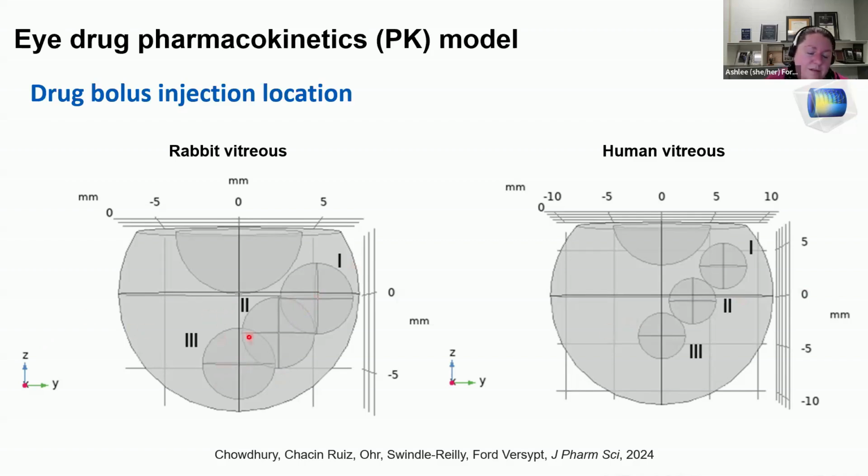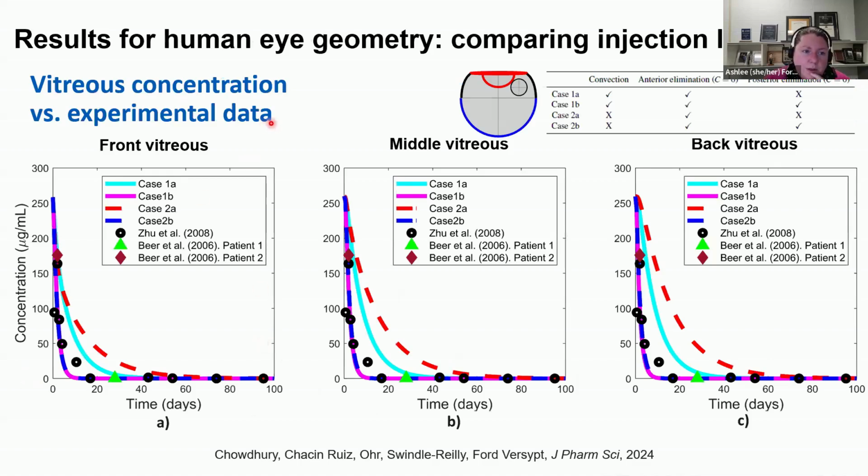So it looks like the injection occupies a bigger fraction of the rabbit vitreous. I'm only showing the human results here, but we did those simulations where we always had anterior elimination. We considered yes or no for the posterior elimination, so elimination at the fastest, where we had the infinite sink boundary condition. And we considered whether we turned on convection or not.